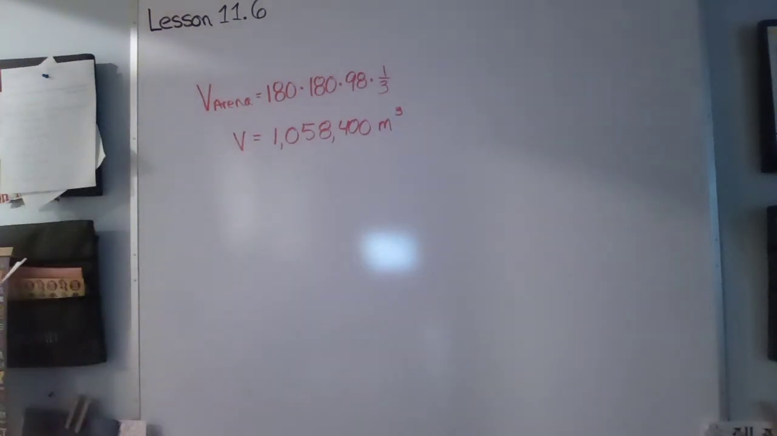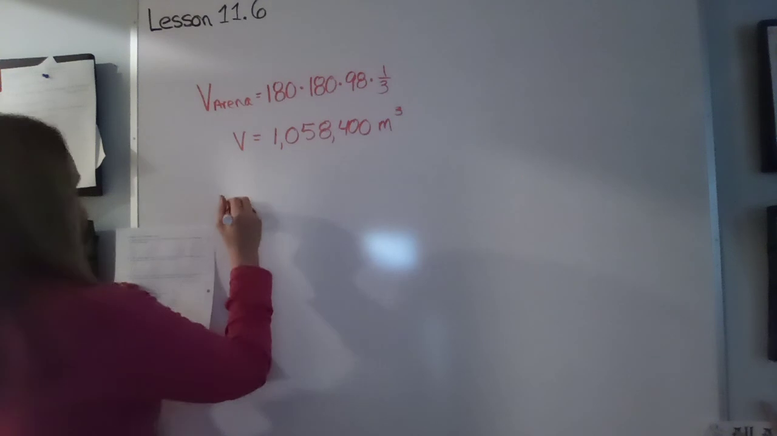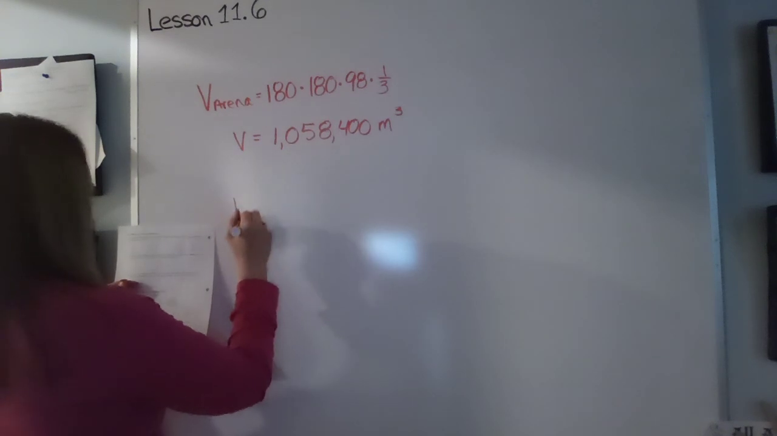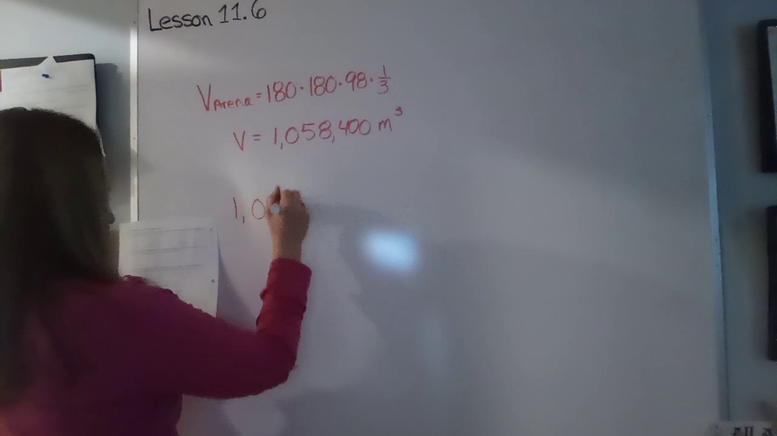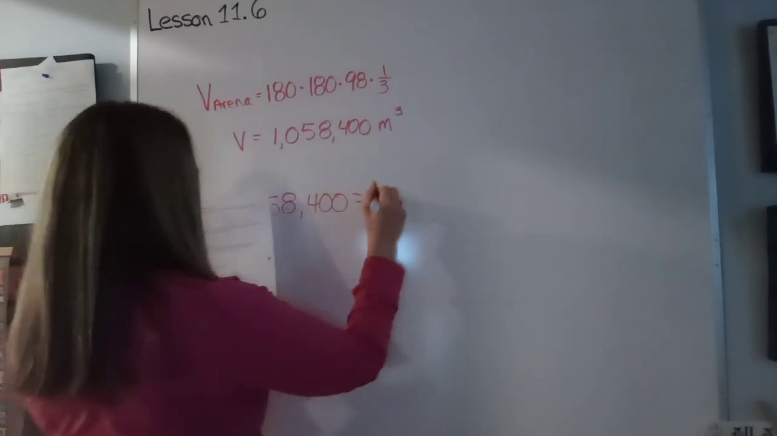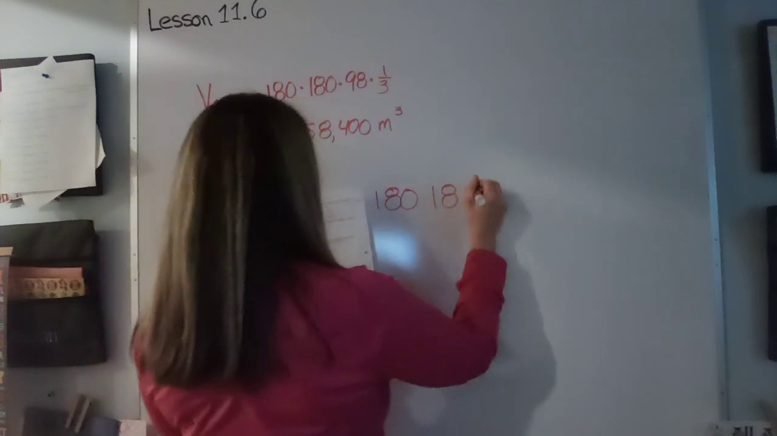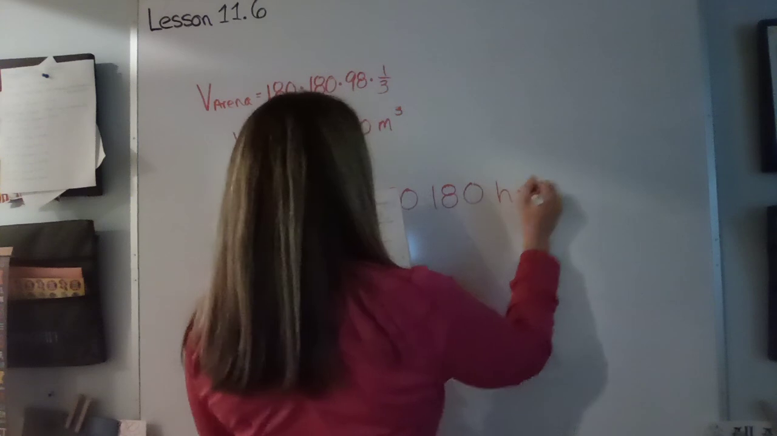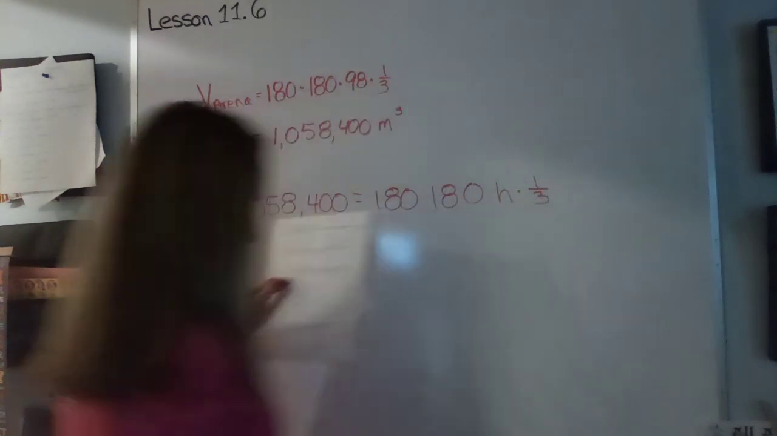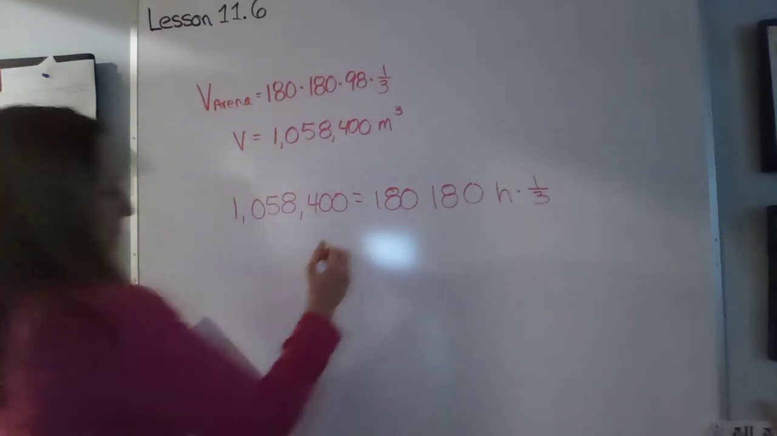All right. So you're going to set that equal to the other formula and solve for the height, excuse me. So 1,058,400 is equal to 180 times 180 times h times 1/3, because the height is what is different. So when you multiply and divide, you're going to get h is 98 meters.